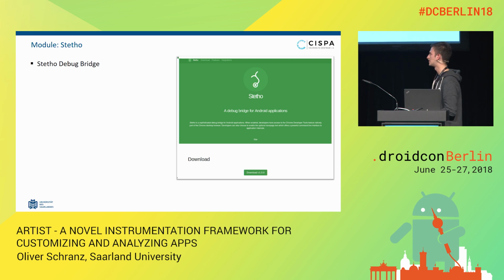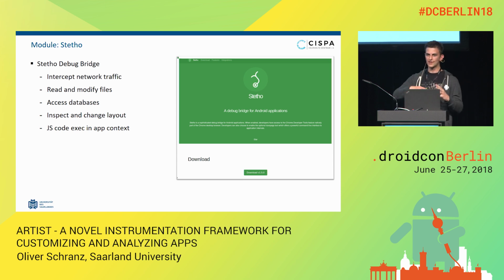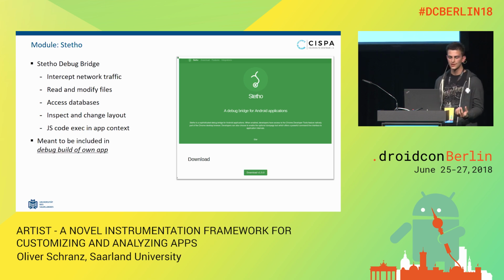So let's make an example. Whoever heard of the Stetho library? Cool, nice. Then I don't have to explain a lot. I'm a big fan, I have to say, because if you have this in your debug version of the app, it connects your app to the Chrome developer tools, and you can do a lot, like intercepting network traffic, read all the files, access the database. So there's a lot you can do. You can even execute JavaScript in the context of an app. If that's a good idea is a different thing, but it's possible.